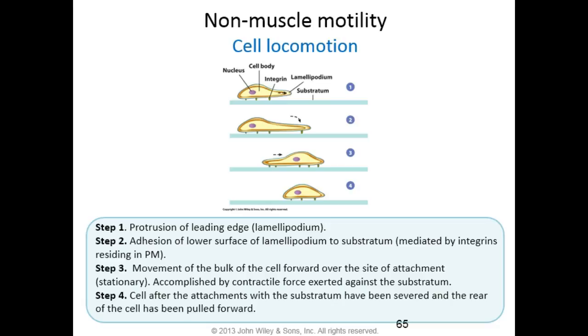During this series of activity, the cell locomotion is described as being like walking, but it's basically changing in shape based on the formation and depolymerization of actin within the cell. So you get a protrusion of a leading edge called the lamellipodium, and then adhesion of the lower surface of the lamellipodium to the substrate that they're attaching to. That gets mediated by integrins residing in the plasma membrane. Then there is movement of the bulk of the cell forward over the site of attachment, and that's accomplished by contractile force exerted against the substrate. And then finally, you see the cell has moved over and has reformed its shape, still attached to the substratum, but the old attachments have been severed and the rear of the cell has been pulled forward.